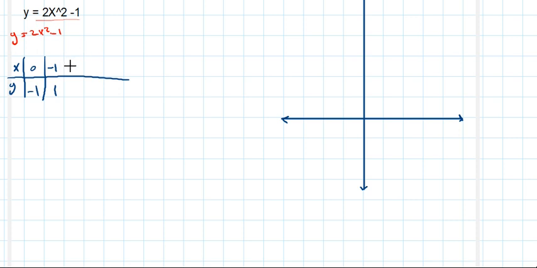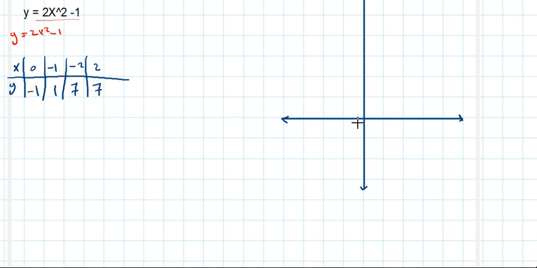Let's take minus 2. It's quadratic, we need 4 points or more. And minus 2 squared is 4, multiplied with 2 is 8, minus 1 is 7. And if x is 2, then the same, squared of 2 is 4, multiplied with 2 it's 8, minus 1 is 7.